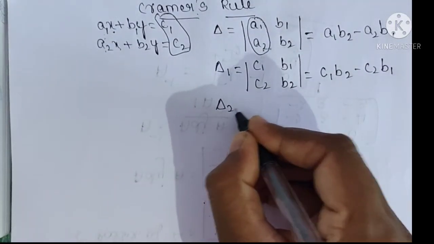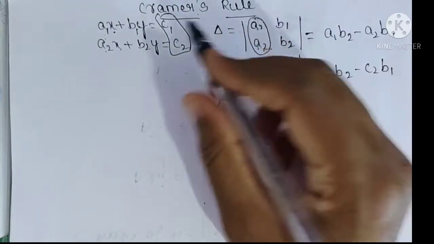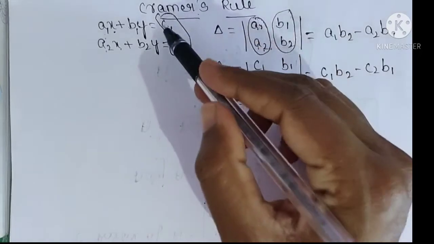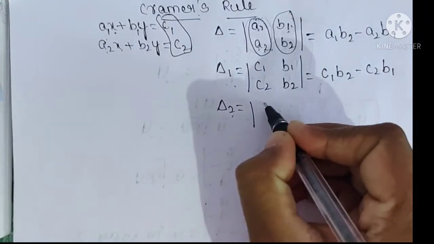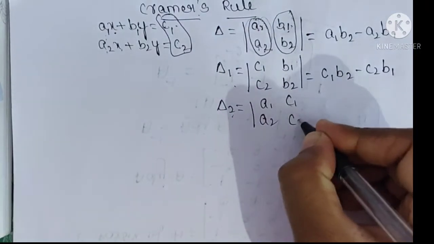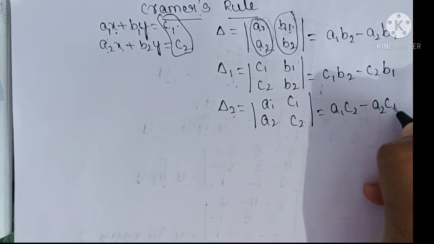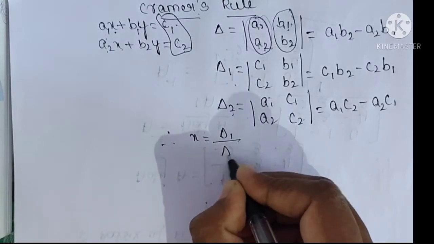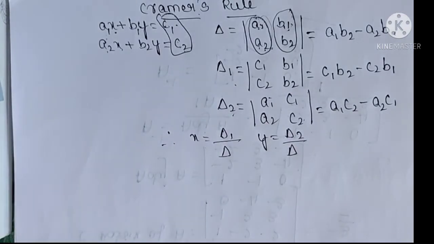Again, consider delta 2. To get delta 1 we replaced the first column by c1 and c2. To get delta 2, you replace the second column by c1 and c2, while the first column elements a1 and a2 stay as they are. This is equal to a1 c2 minus a2 c1. Therefore x equals delta 1 divided by delta, and y equals delta 2 divided by delta. This is for two variables.